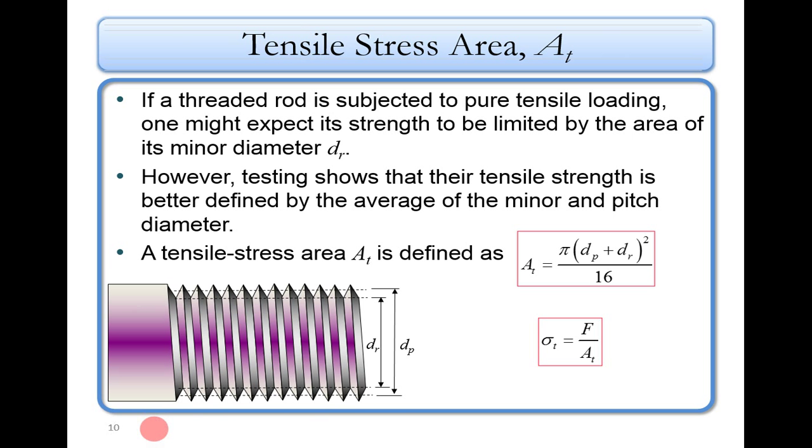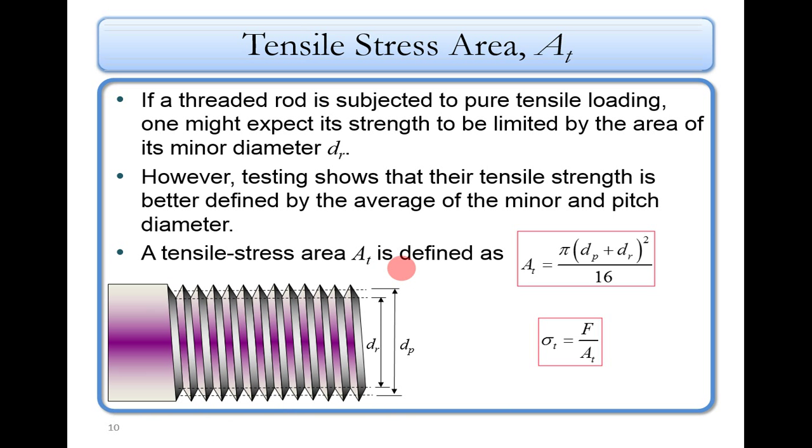And second of all, tensile stress area. This is also one quantity that you can find in tables 8-1 and 8-2. I believe there are two columns there. One column is for coarse, the other column is for fine. So you can take a look at that, okay?